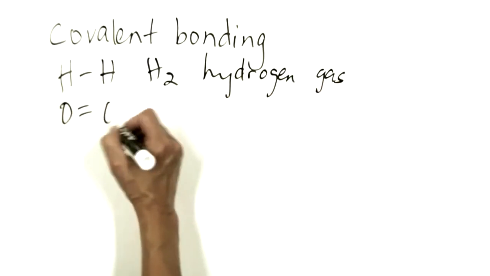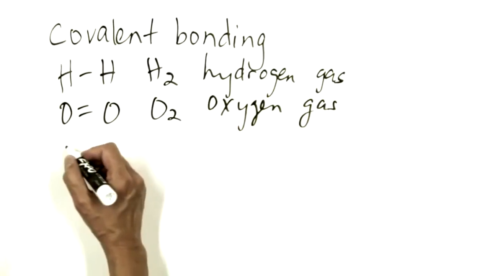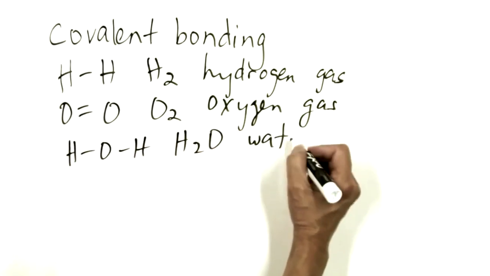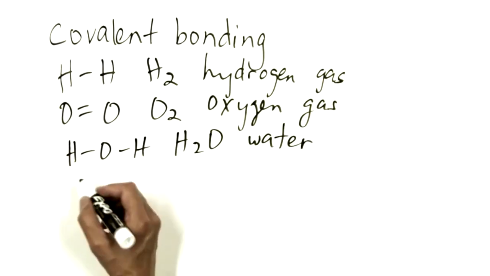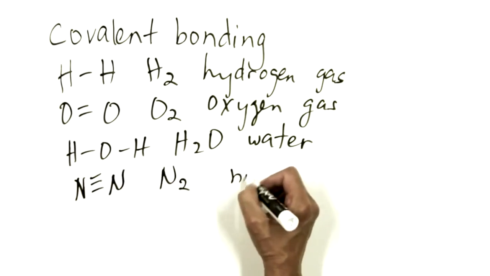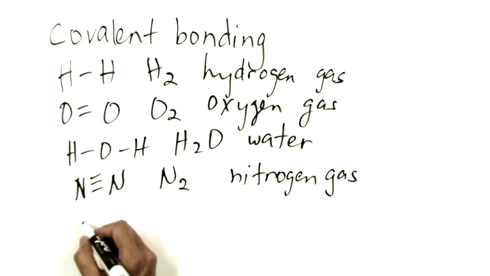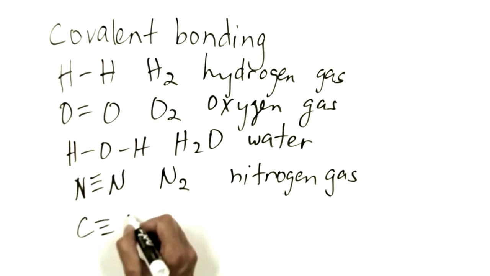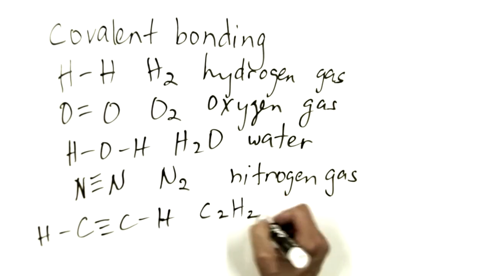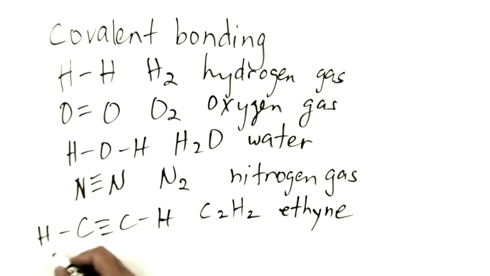We had O double bond O. This is O2. This is your oxygen gas. We also had HOH. This is your H2O, and that is your water. We had N triple bond N. This is your N2. This is your nitrogen gas. Okay. We had C triple bond C. We have H, H, and this is your C2H2. You have H.